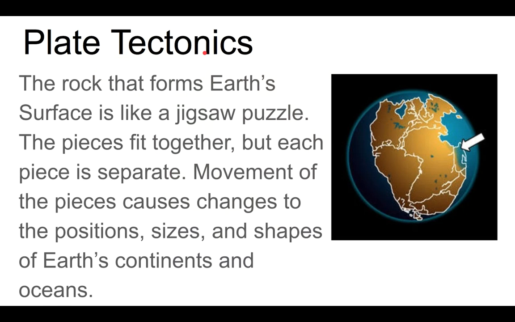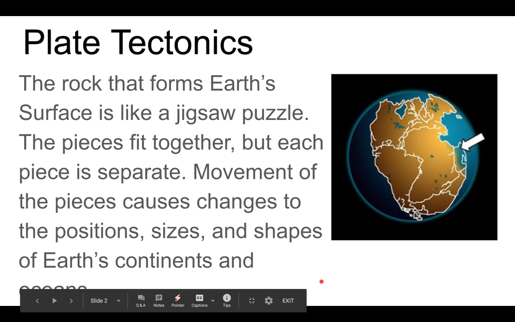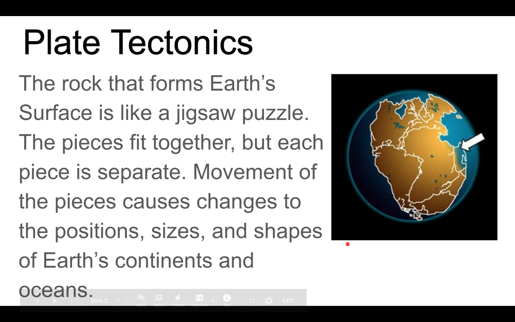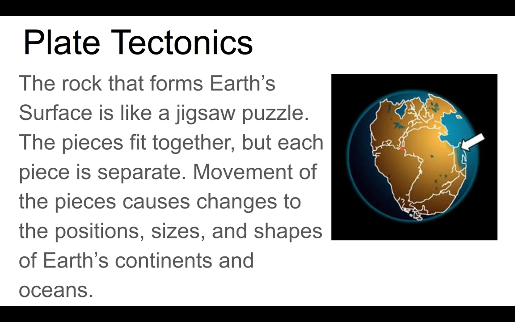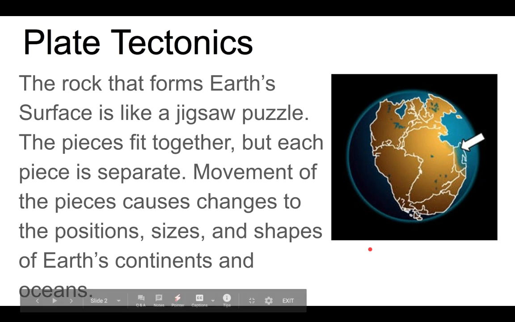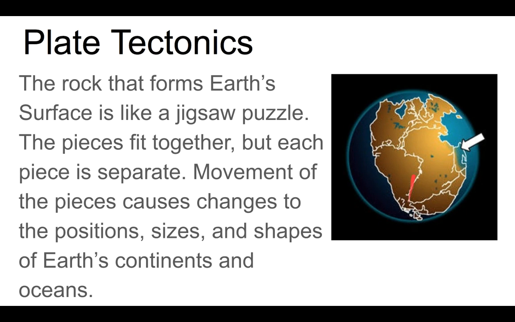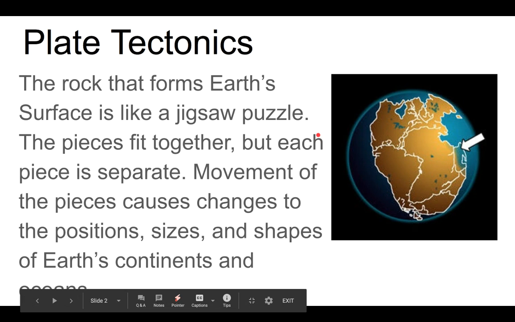Okay, so plate tectonics. The rock that forms Earth's surface, or the crust, is like a jigsaw puzzle. The pieces fit together, but each piece is separate, and you can see that on the right if you follow my pointer. Each of these white outlines shows a different plate or jigsaw piece. So movement of these pieces causes changes to positions, sizes, and shapes of Earth's continents and oceans. So this is the makeup, basically, of the surface of the Earth.